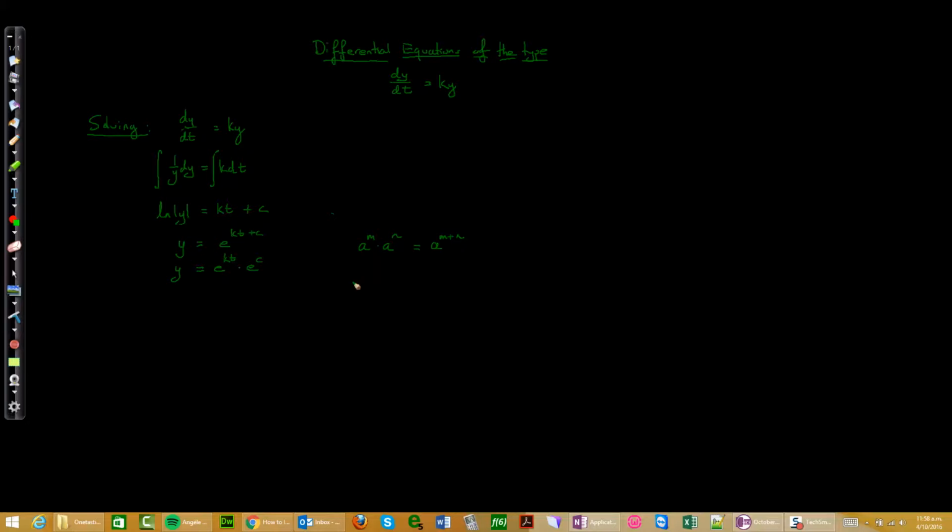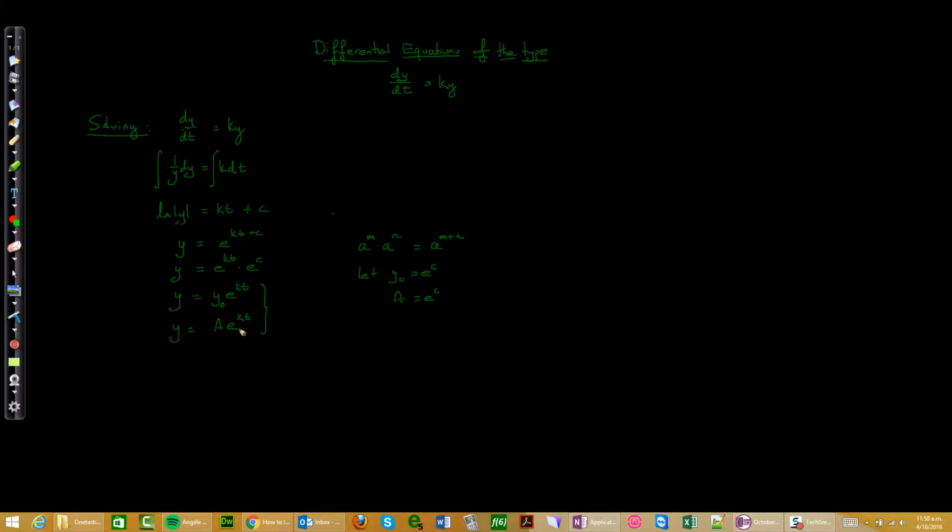Now at this stage this here is simply a constant, e to the power of c. It's simply a constant, and we can call that constant anything we like, and I'm going to call it y subscript 0. So we can say y equals y subscript 0 e to the power of kt. Sometimes you might see other texts call that constant a, so an alternative that you see quite often is a e to the power of kt. And there is our solution, either of these two.